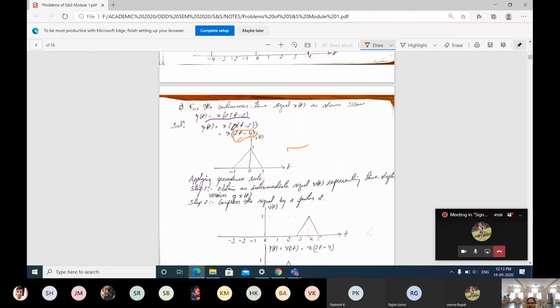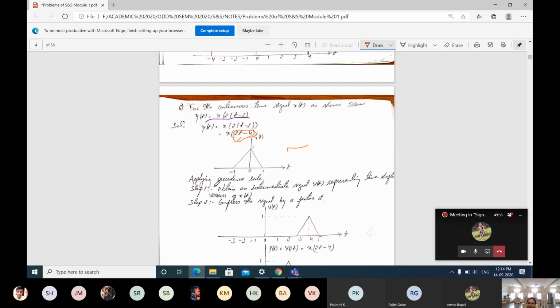x of at is there, and also x of t minus t naught is there. When both are given, what are you going to do? First you are going to apply the precedence rule. We already came across what we mean by a precedence rule. The x of t signal is given as a triangular signal, varying from minus 1 to plus 1.